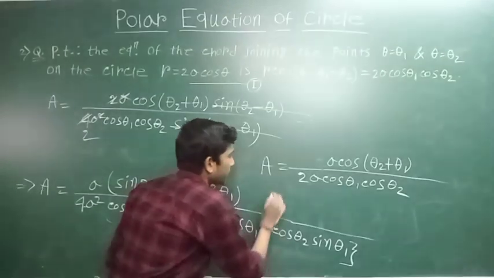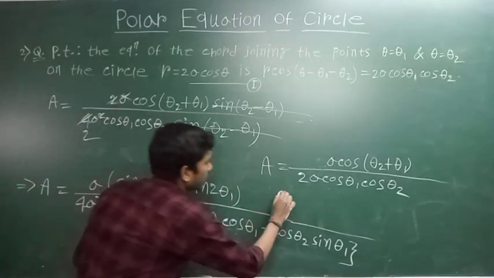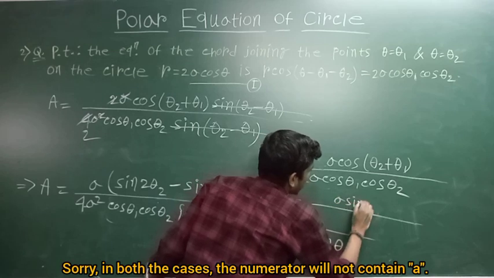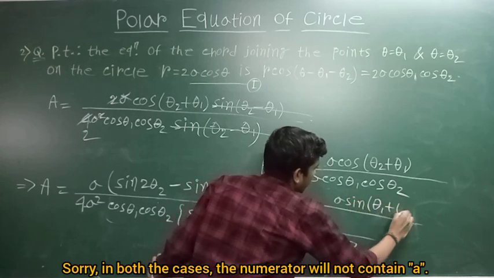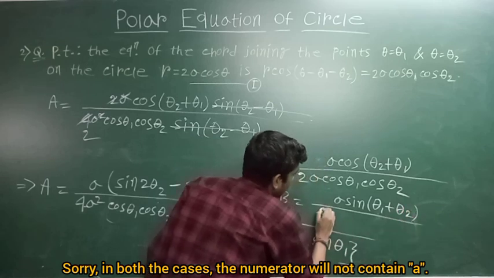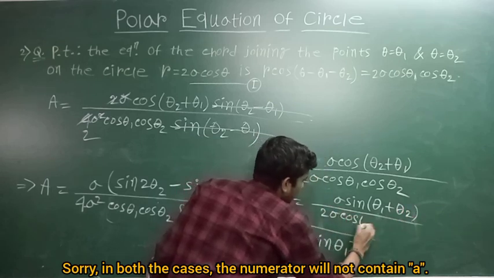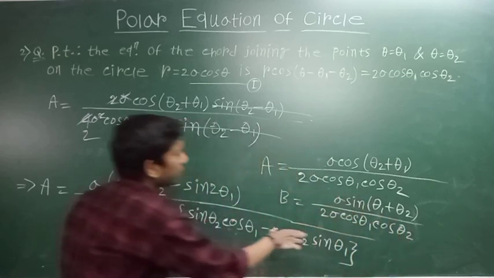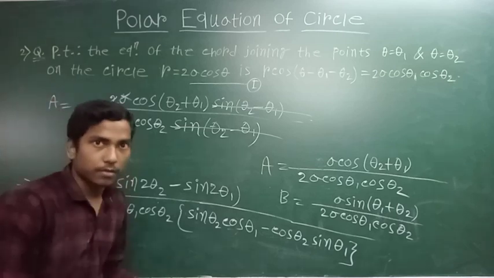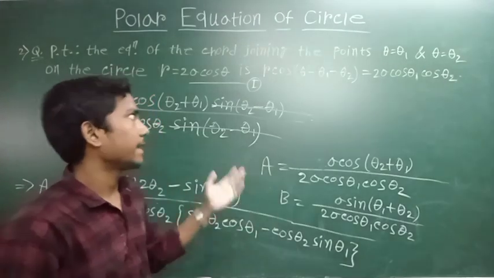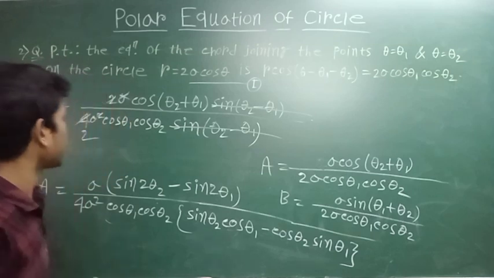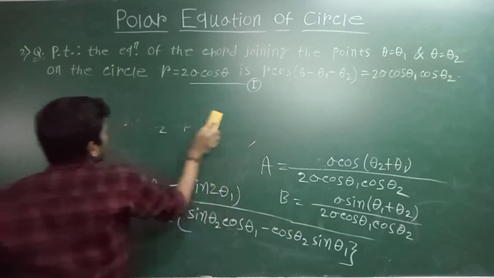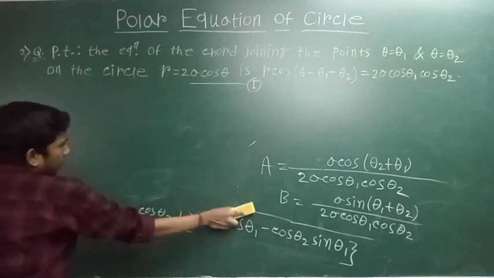Similarly, if we solve in a similar way, we will get that B is equal to a sin (theta 1 plus theta 2) divided by 2a cos theta 1 into cos theta 2. Now we'll put these values of A and B in our equation 2, that is the equation of the chord, and we'll get the required condition. So put these values in equation 2, then we'll get our required equation of the chord, that is this.